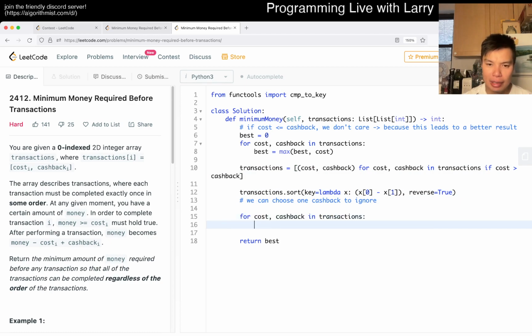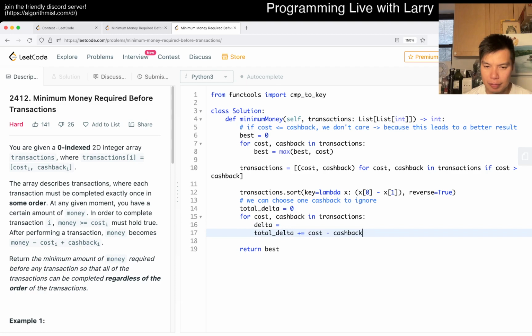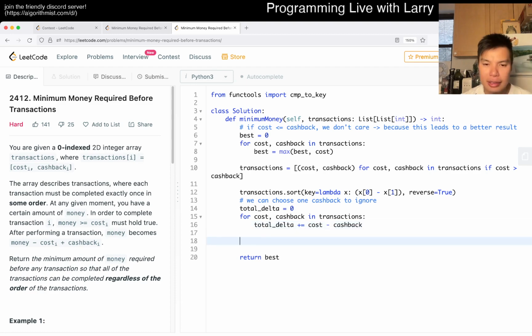So the way that I might have it is, delta is equal to cost minus cashback. So this is the cost, right? Then let's say we have total delta equal to 0, and we increment total delta by this amount, right? And now, that's how much stuff you have to begin with if you have all the cashbacks. So now we can choose one cashback to ignore.